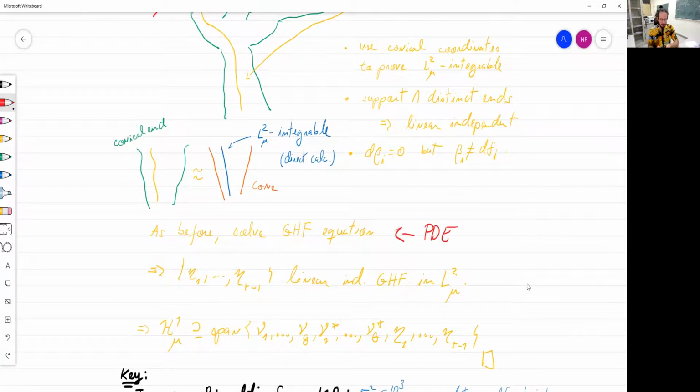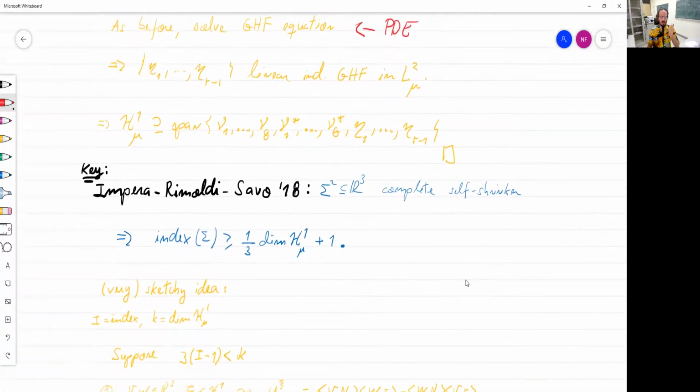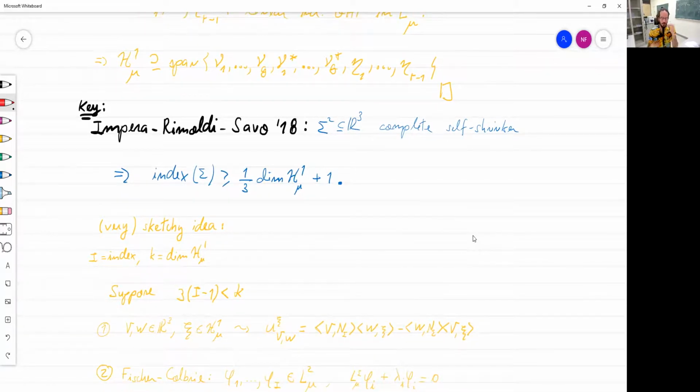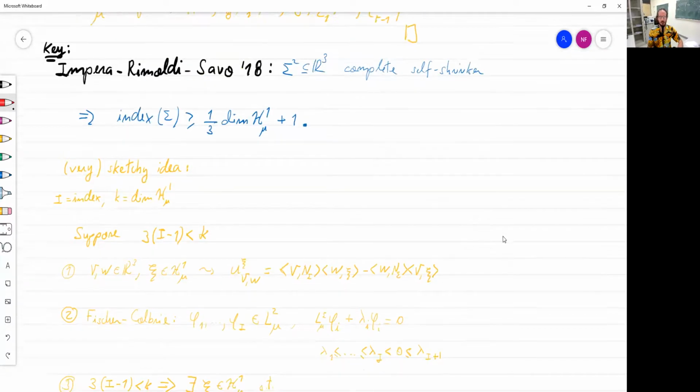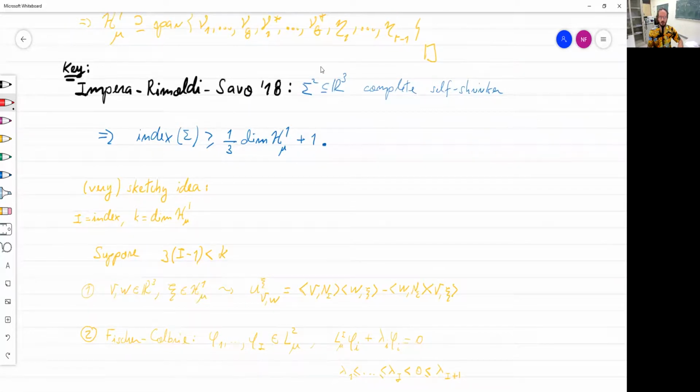So how does this connect to the index? This is the key step by Impera, Rimoldi and Savo, the core of the result. They prove that if you have a complete self-shrinker in R3, then the index is greater than or equal to 1/3 of the dimension of that space. So it connects everything.